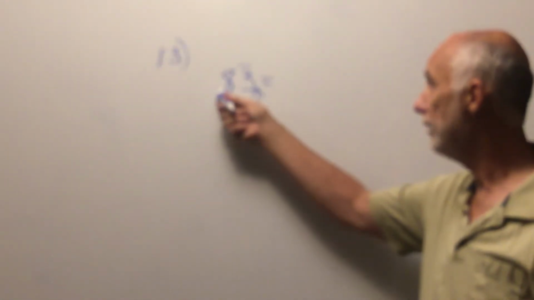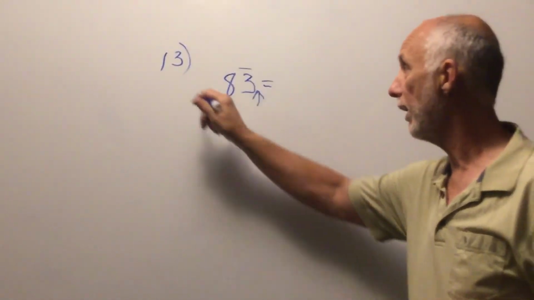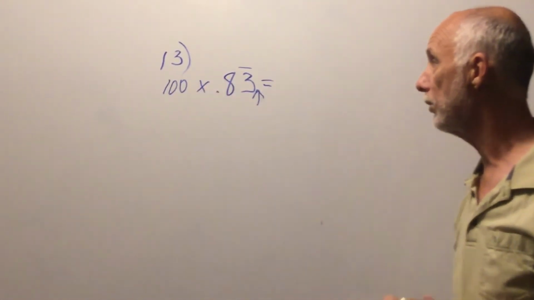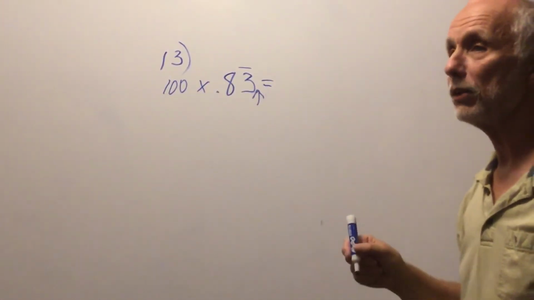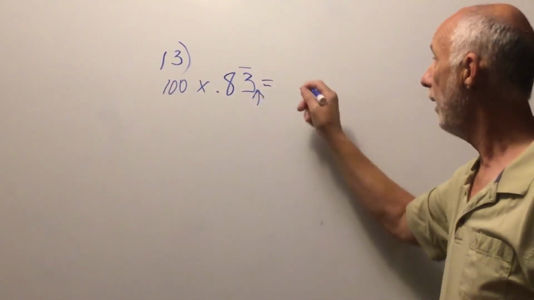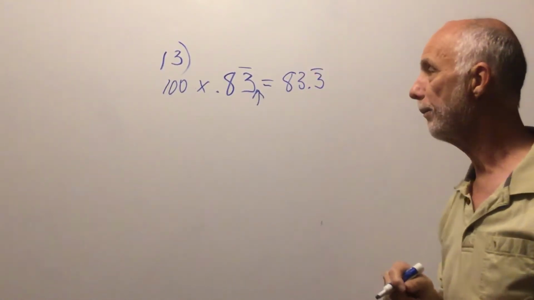In order to move the decimal from here to there, I have to multiply by 10 to the second power, because for every power of 10 you multiply by, you move one place to the right, and I want to move 2 places to the right. So if I multiply 100 times this and move it 2 places to the right, it becomes 83.3 repeating.